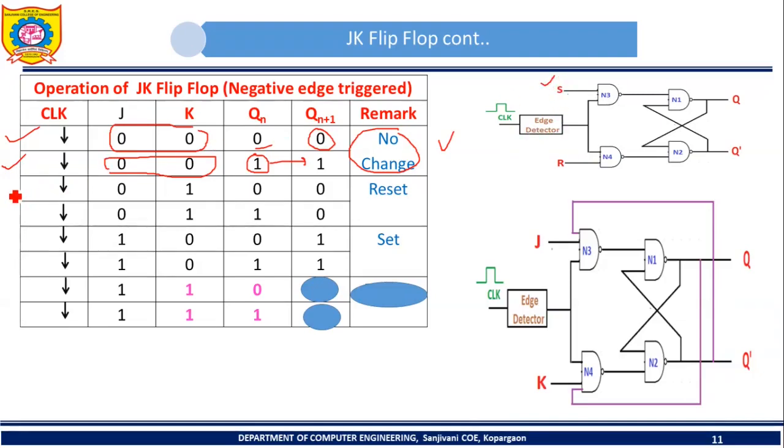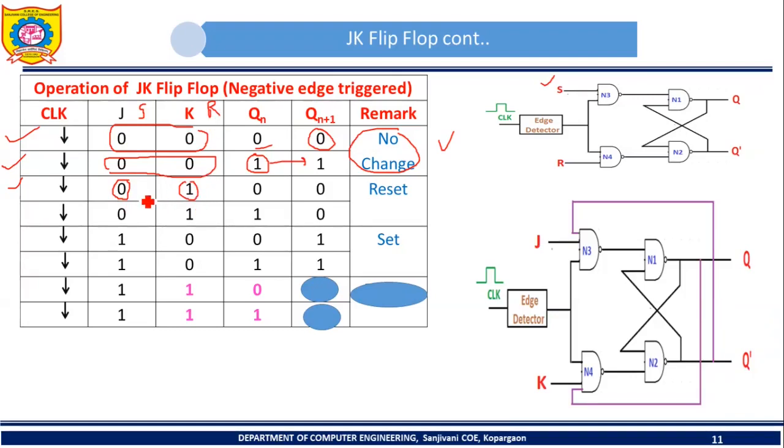Now consider the next row. Again a negative edge is detected on the clock pulse. J is 0 and K is 1. Here please remember one more point: the J input of the JK flip-flop is similar to the S input of the SR flip-flop, and the K input of the JK flip-flop is similar to the R input of the SR flip-flop. In other words, J stands for set and K stands for reset. So now let's move to this row. Here J is 0 and K is 1. So K stands for reset.